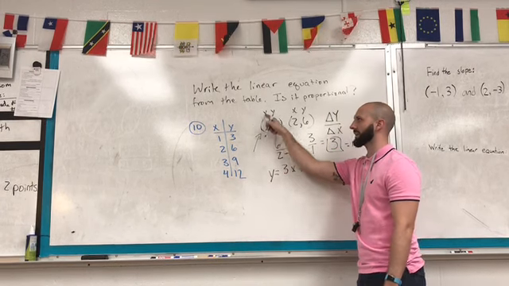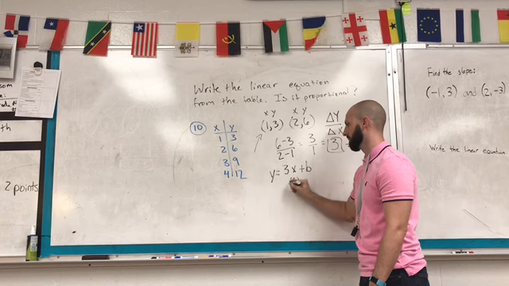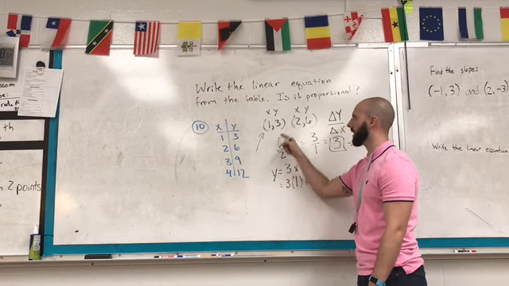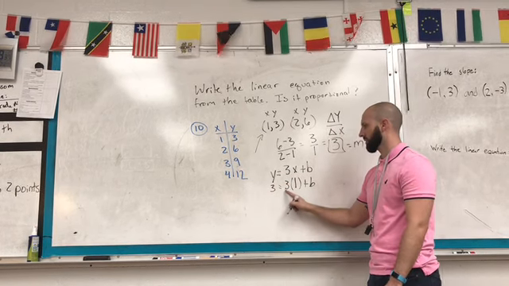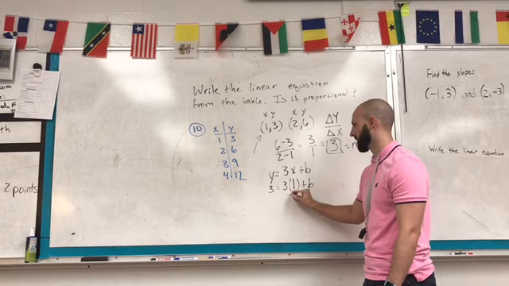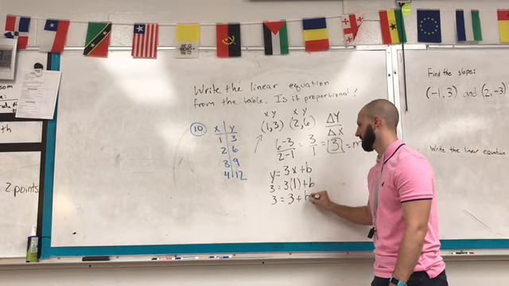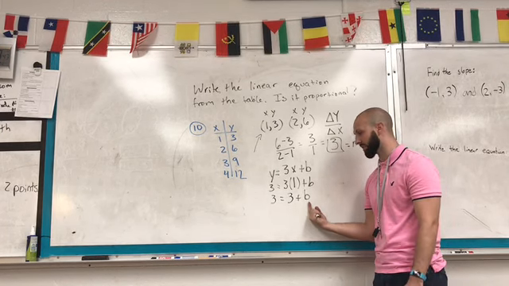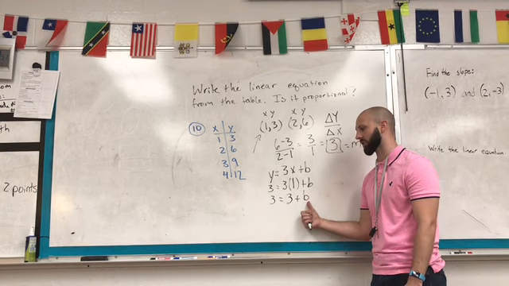So x is 1, so I'm going to plug in 1 and keep everything the same. And then y is 3. So 3 times 1 is 3, and we keep everything else the same. Here you should be able to realize that b is going to be 0 because 3 equals 3, and if we add anything, it's going to change that.